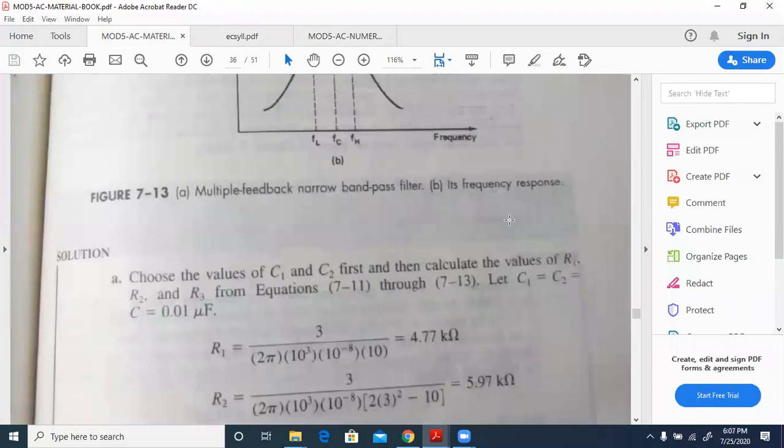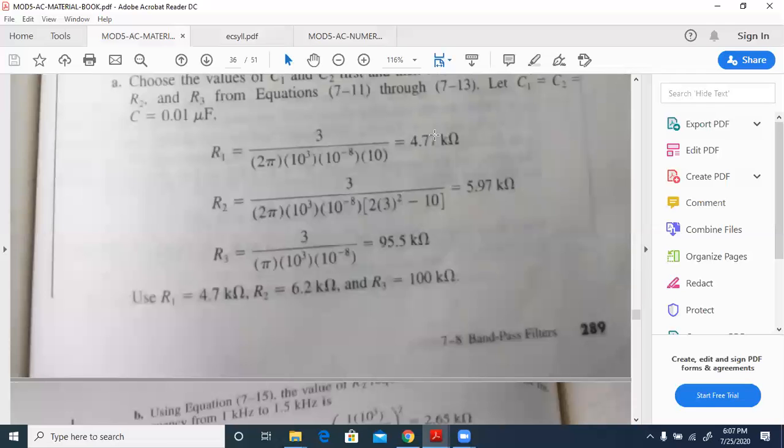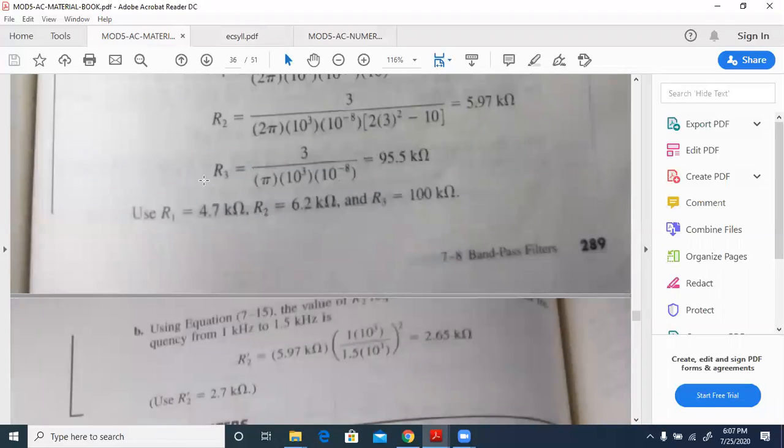That's all. Having found these values, we can choose the nearest available values, otherwise you should use a potentiometer. Here the calculated value is 5.97, and he's using 6.2. R1 is 4.77, choosing 4.7 because that's the available one. Here it is 95.5, so it's chosen as 100 kiloohms. With these values, you can try to find the exact frequency generated if you want, but otherwise you can just leave it.